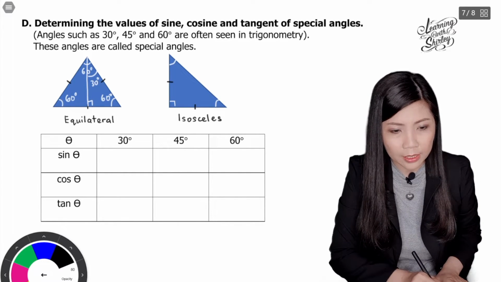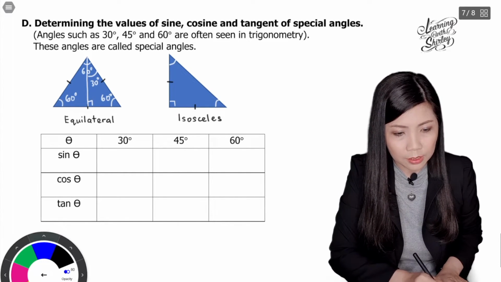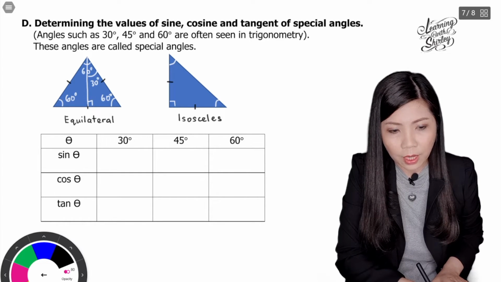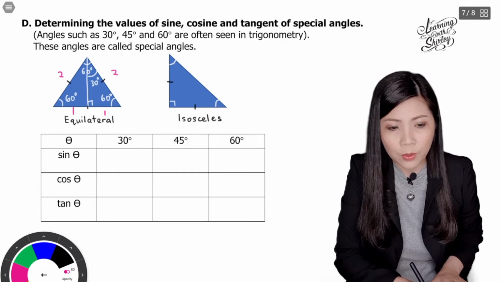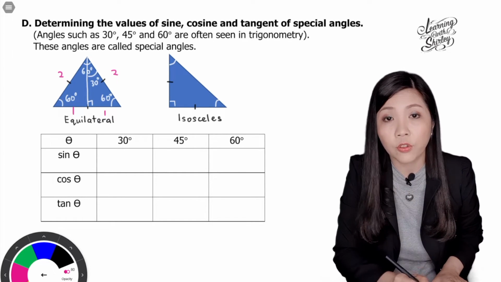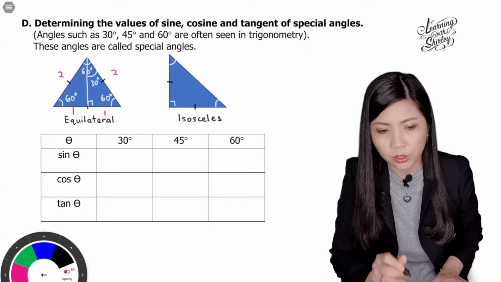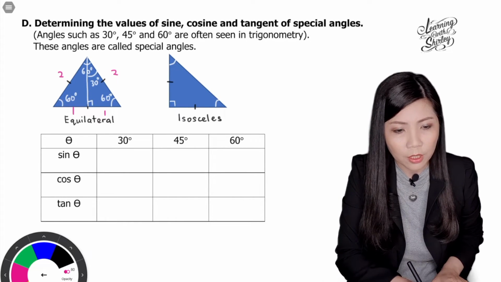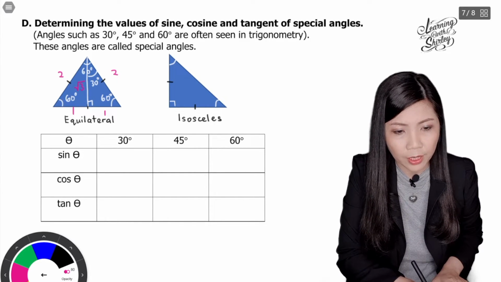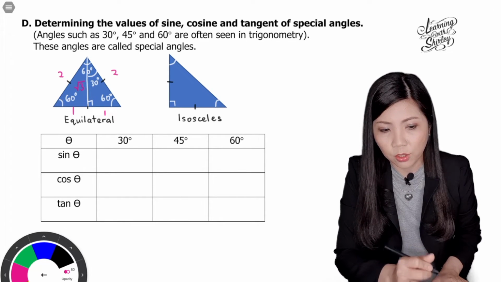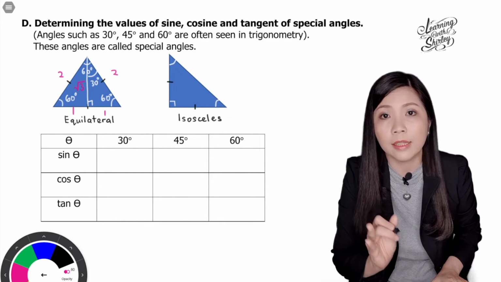Next, I'm going to label the 3 sides. So here will be 2, 2, 1, 1. We need to know this side, the height of the triangle. So we're going to use Pythagoras theorem, which is 2 squared minus 1 squared, and then you square root, you'll get square root of 3 over here. With this, we can find the values of sine, cos and tangent of 30 and 60.